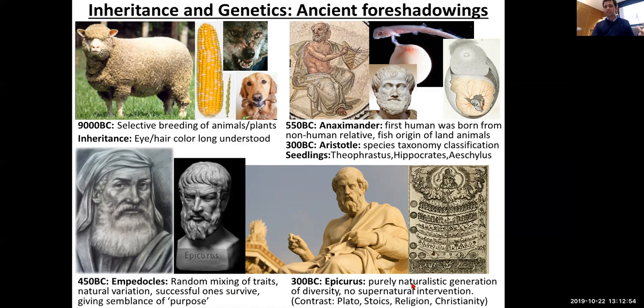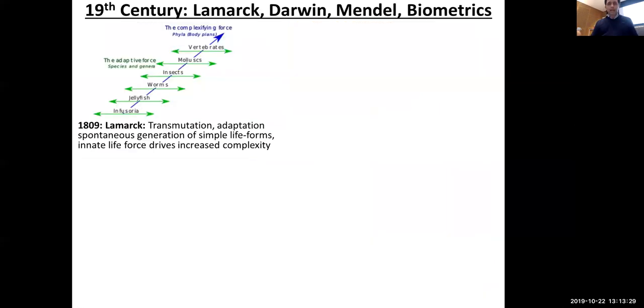And then Epicurus basically was the first to say that a purely naturalistic basis of this generation of diversity was possible without calling in supernatural intervention, okay? So this is, again, way ahead of their time. By contrast, there were a lot of other people like Plato and the Stoics and religion and Christianity that did not reason rationally about the emergence of this diversity, but instead brought in divine intervention. In the 19th century, there were massive amounts of change in the thinking about inheritance and genetics.